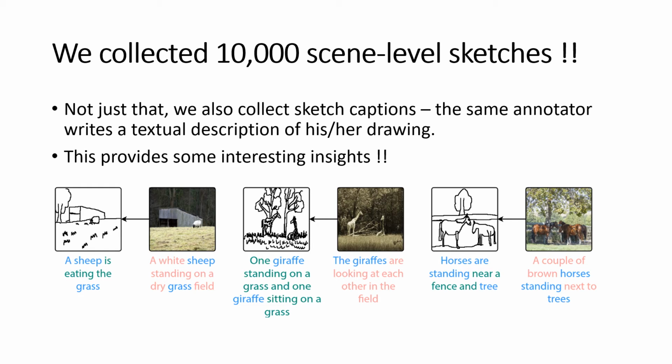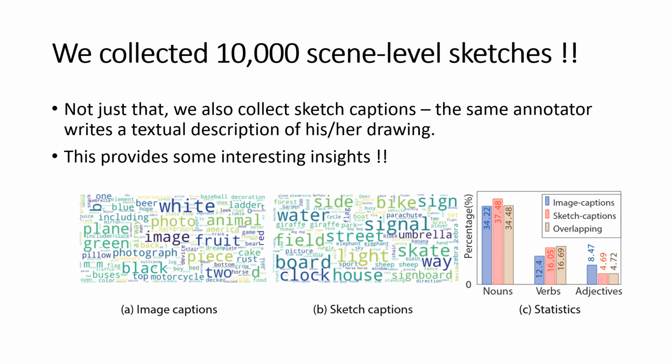But these captions are not only useful to AI agents, they also help us get some interesting insights. Here we show a word cloud showing the frequency of words in image captions, which are textual descriptions of images, and sketch captions, which are textual descriptions of sketches. Note, some words like white or green are quite popular in image captions, but they are absolutely missing in sketch captions. This indicates the first observation: sketches do not have color information.